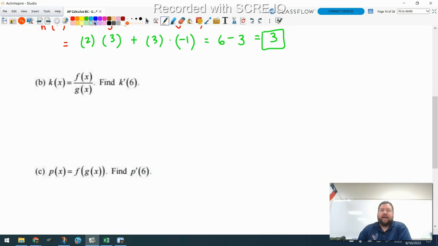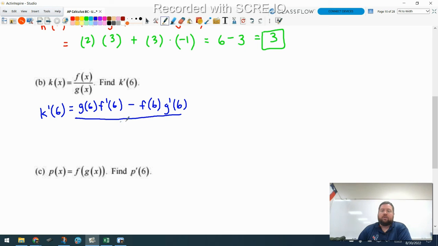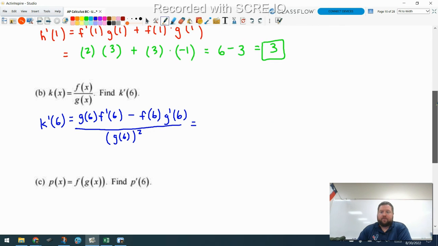All right, K is the quotient rule. So K prime, and this time, anytime I see an x, I'm going to put a 6. So I do low, G of 6, d high, F prime of 6, minus high, F of 6, d low, G prime of 6, all over low, G of 6 squared.